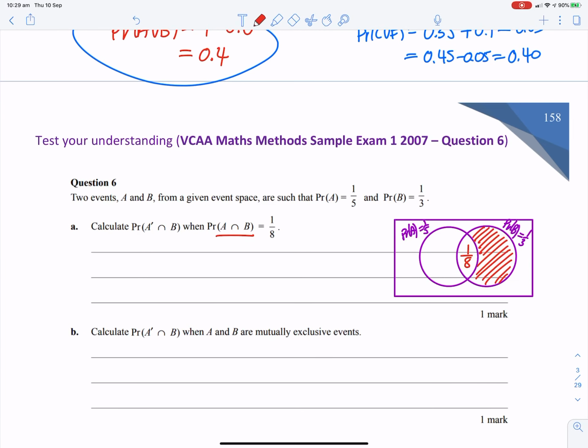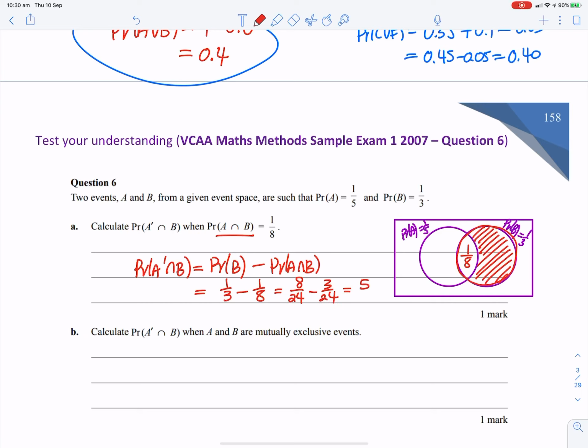Now, if we want to find the probability of A naught intersects B, well, in this case, that's the probability of B minus the probability of A intersects B. So it's 1/3 minus 1/8, because 1/3 is this whole thing, take away where they intersect. That gives me the probability of A naught intersects B. And you can see in this case, if we put them both over 24, 8 over 24 minus 3 over 24 gives us 5 over 24.